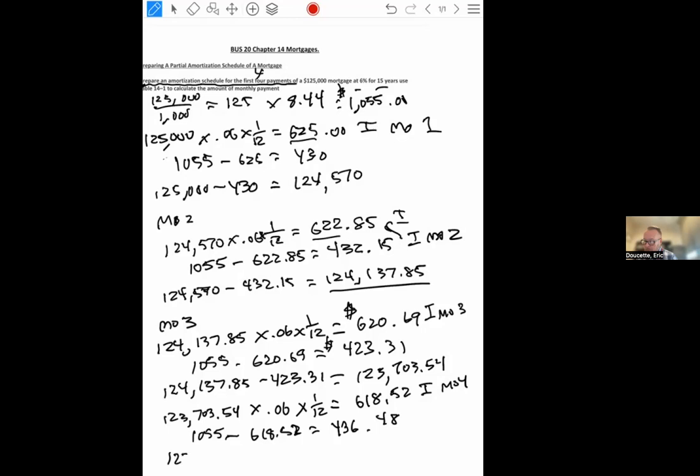So I take my $123,703.54 and I minus the $436.48. And that's going to leave me a new balance of $123,267.06. So that's how much I owe after 4 payments. Went from 125 down to $123,267.06. And that's doing a partial amortization schedule for 4 payments. Does that make sense? You guys with me?